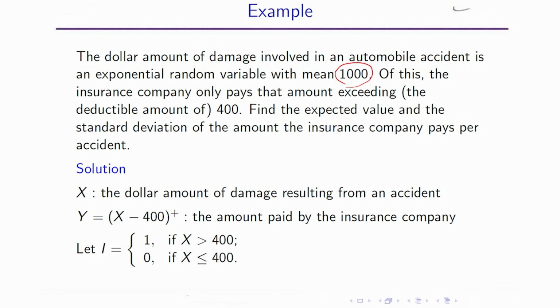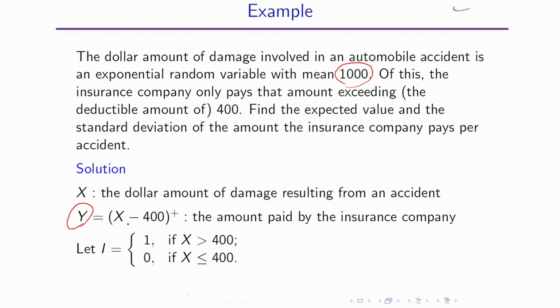So if we let X, random variable X, be the dollar amount of damage resulting from an accident, and Y is (X minus 400)+, that means only if X is more than 400, then the insurance company will kick in and pay the extra, right? So actually, this Y represents the amount paid by the insurance company.